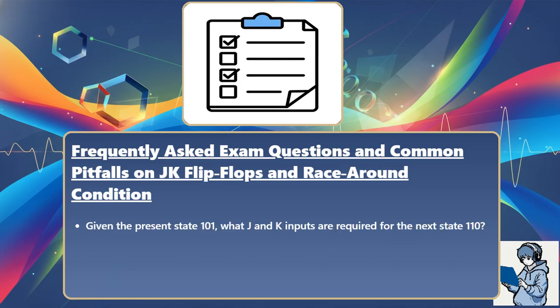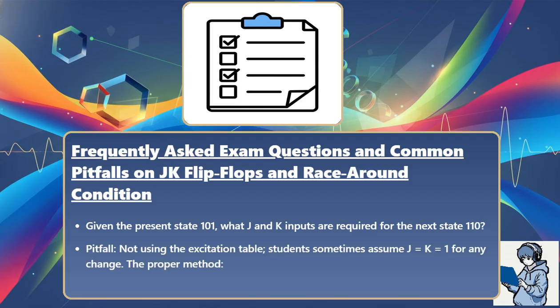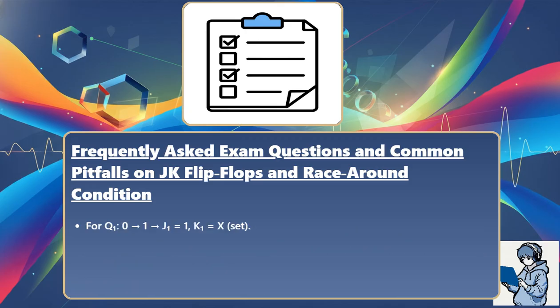Given the present state 101, what J and K inputs are required for the next state 110? Pitfall: not using the excitation table. Students sometimes assume J equals K equals 1 for any change. The proper method: for Q2, most significant bit, 1 to 1, J2 equals 0, K2 equals X, hold. For Q1, 0 to 1, J1 equals 1, K1 equals X, set. For Q0, 1 to 0, J0 equals X, K0 equals 1, reset.